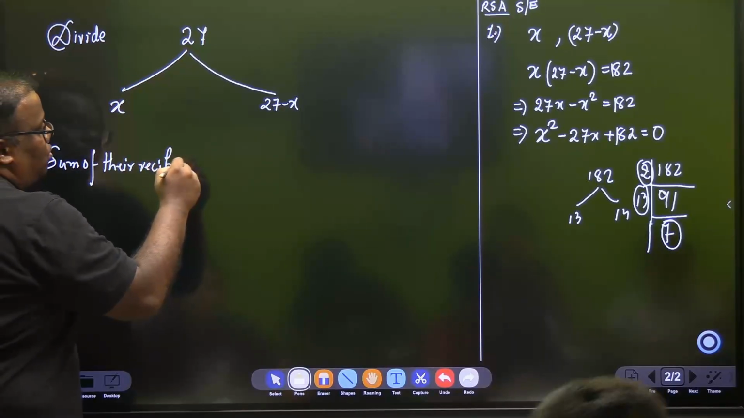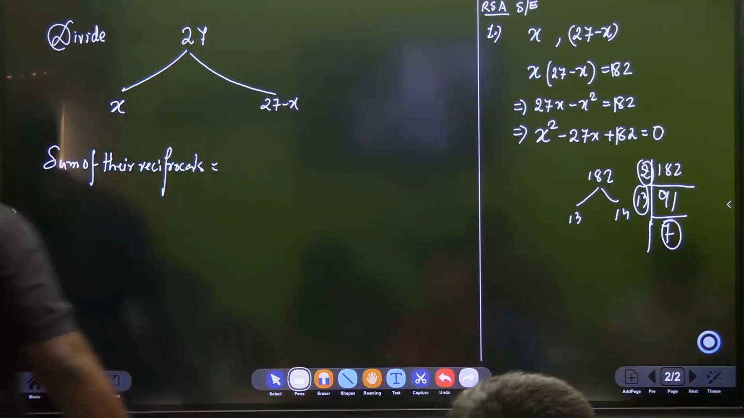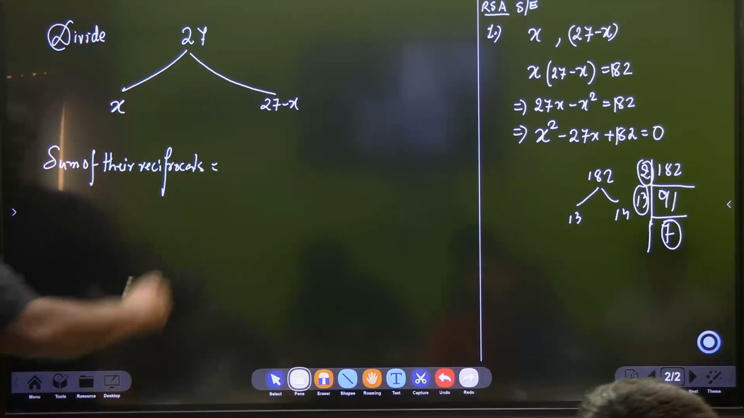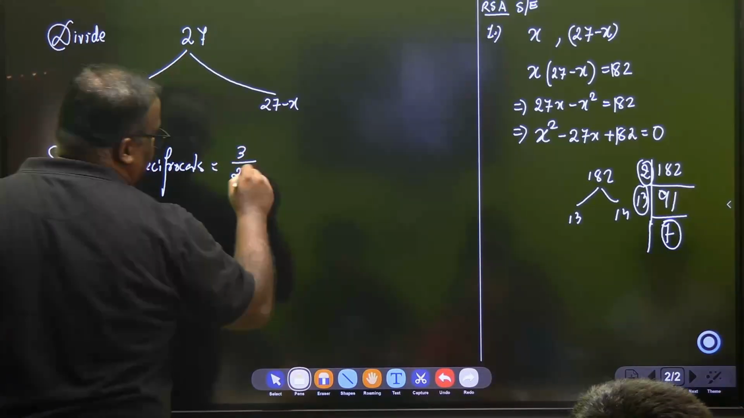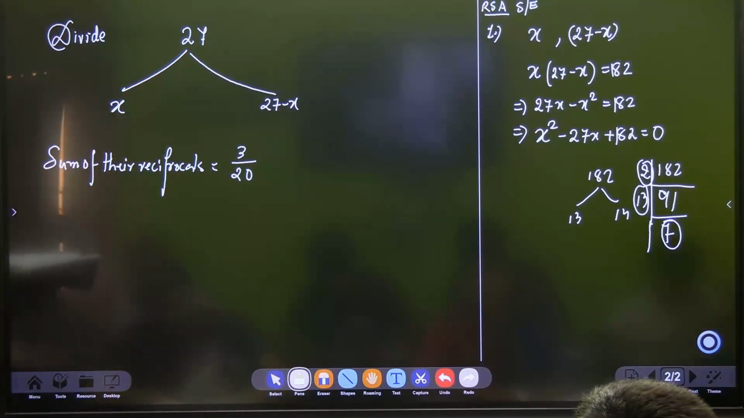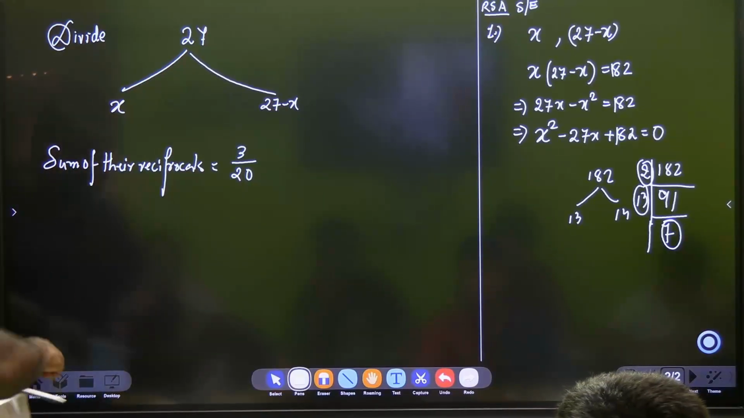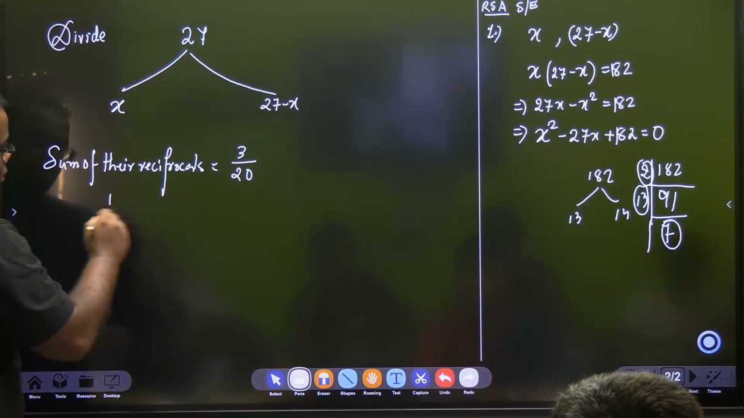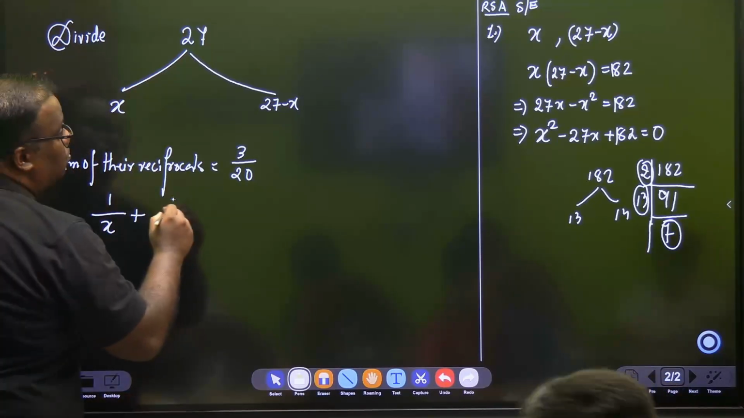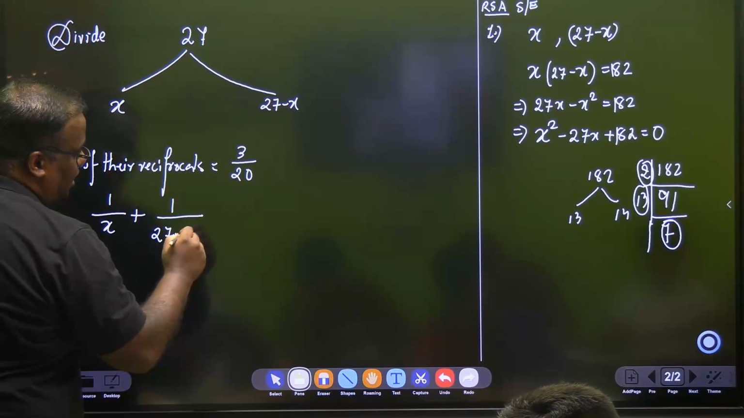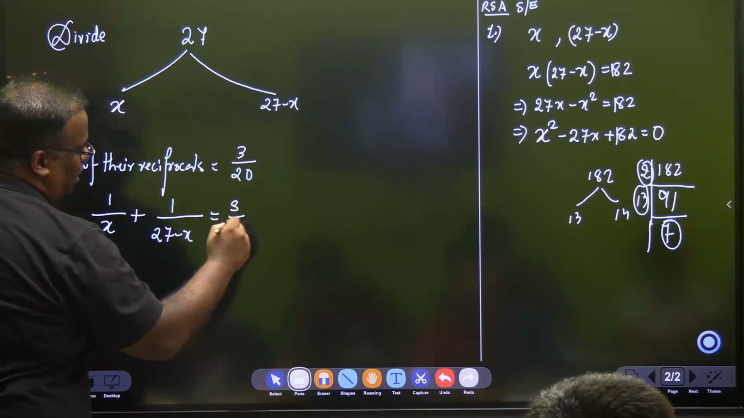Let's do this. Sum of their reciprocals is 3 by 20. So tell me what should be the equation? What do you understand by reciprocal? 1 by x plus 1 by 27 minus x should be equal to 3 by 20. Now how will you solve it? Let's solve it. 1 by x plus 1 by 27 minus x is equal to 3 by 20.